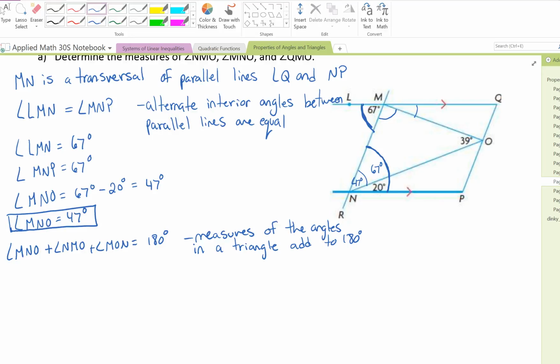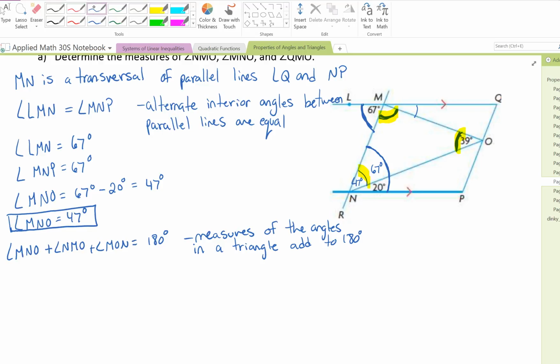The next piece of information I'm going to use is the fact that angle MNO, the one we just figured out, that 47 degrees, plus NMO, so where's that? NMO, this one up here, plus MON, the 39 degrees here. I can use color here, so this angle here, and this angle here all add up to 180 degrees because the measures of the interior angles of a triangle all add up to 180 degrees.